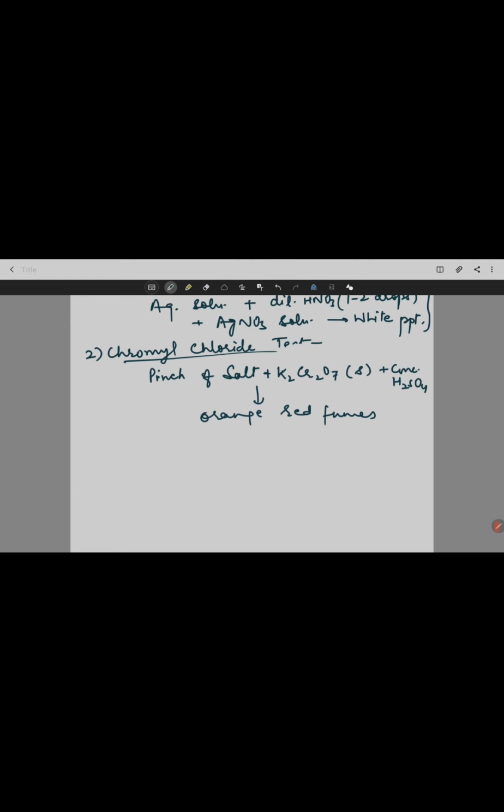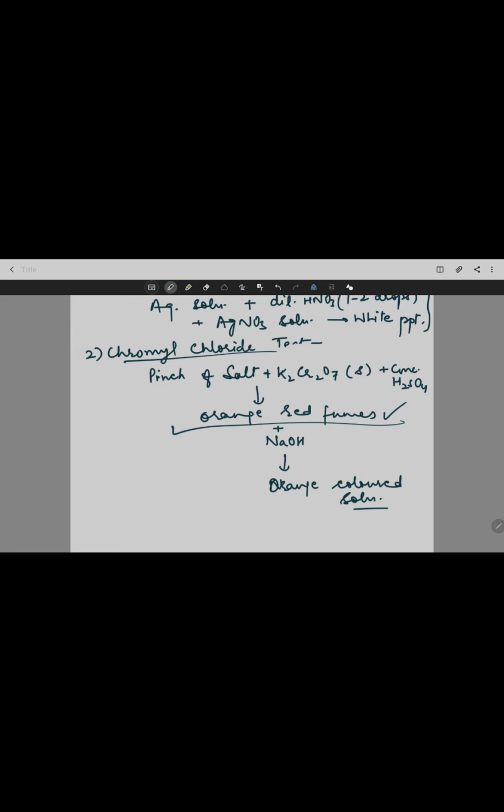If these fumes are collected in a test tube, and if we add sodium hydroxide to it, we will be getting orange colored solution. This confirms the presence of chloride ion. But we can stop the test here also. When we get orange red fumes, it means chloride confirmed. Or if you want to continue further, just collect those fumes in a test tube and then add NaOH to it. You will get orange red solution.